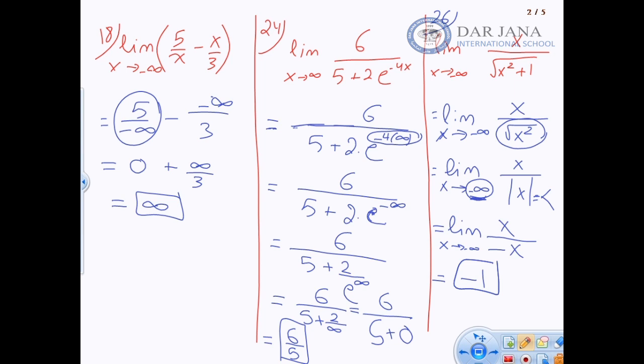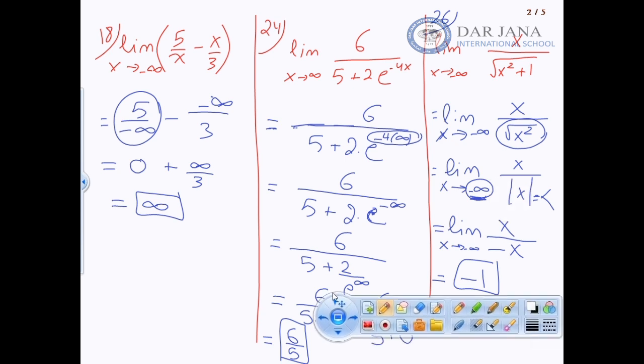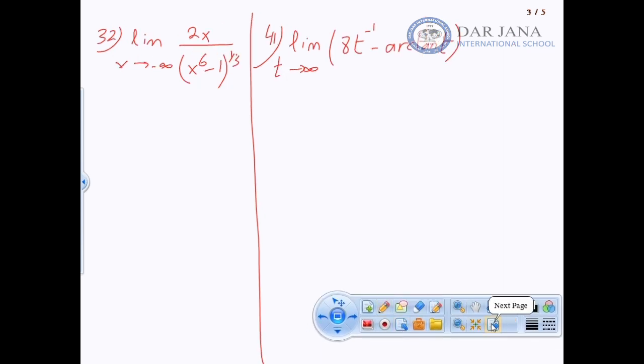What if it was infinity? So I'm going to take absolute x as what? Yes, as x itself. Now let's move to the next exercise, number 32.